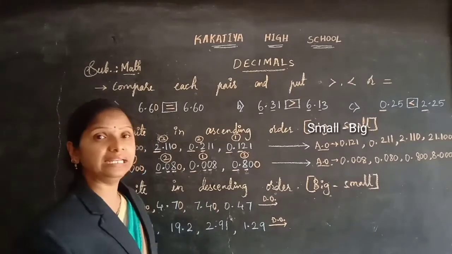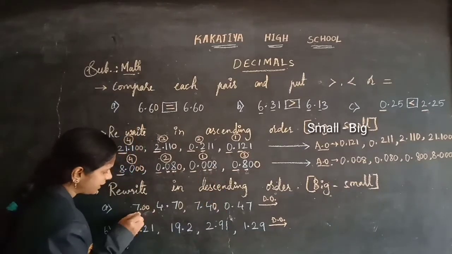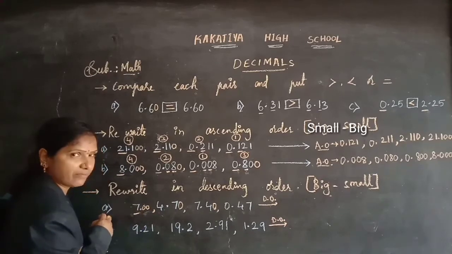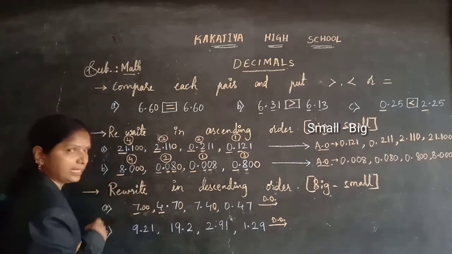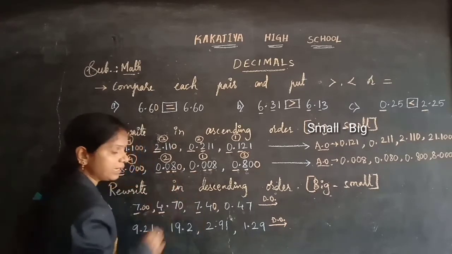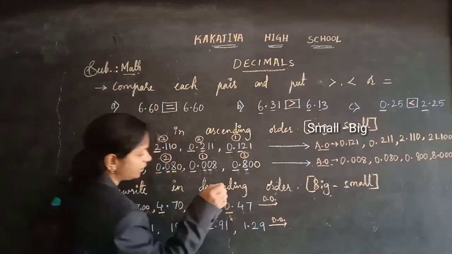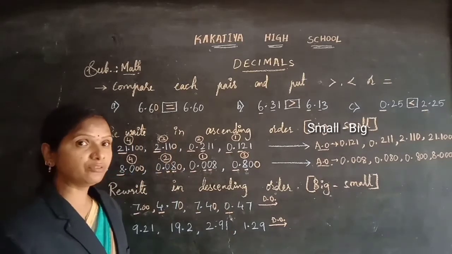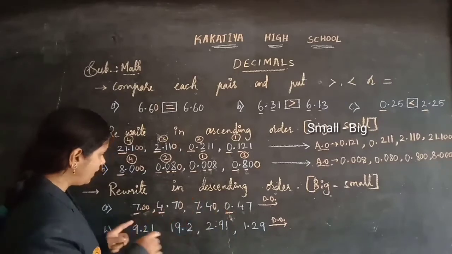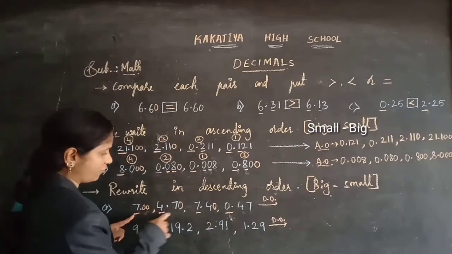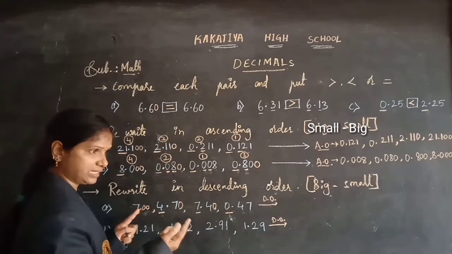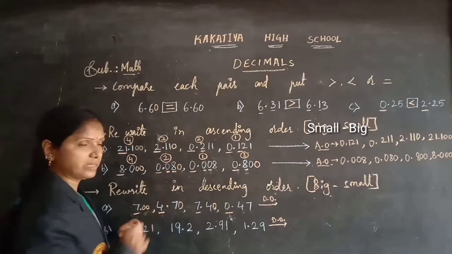Come on. First, the integral part of this. What is the integral part of this? First it is 7. And here the second number's integral part is 4. Third number's integral part is 7. And the fourth number's integral part is 0. We require the bigger one now here. So the bigger one among 7, 4, 7, 0 in the integral part: 7 is the bigger, okay.